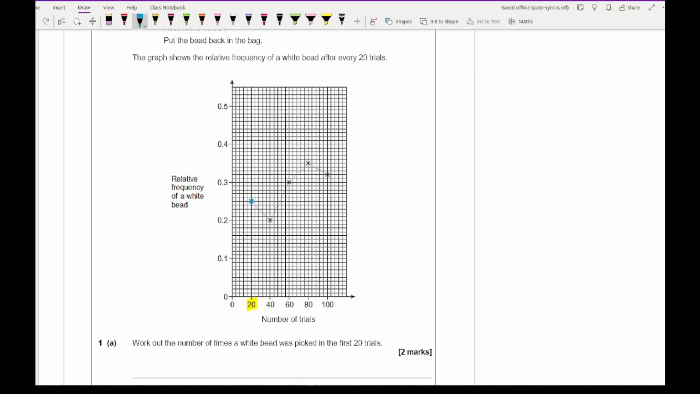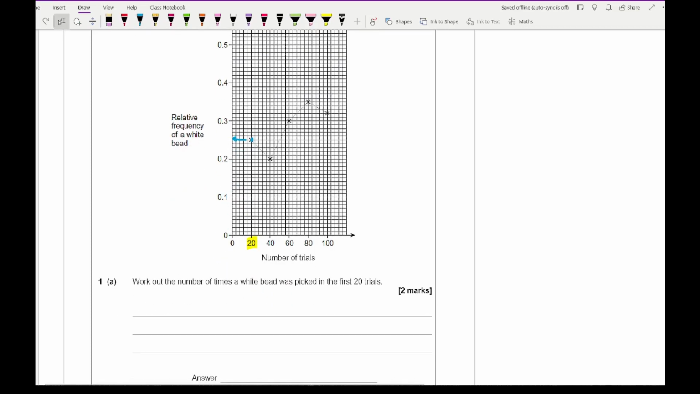Now here the relative frequency is roughly about 0.25. So then all I need to do to work out the frequency is do the number of trials times by the relative frequency, which is 0.25, and that gives me an answer of 5.